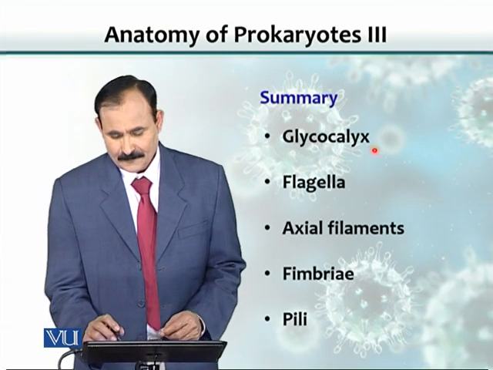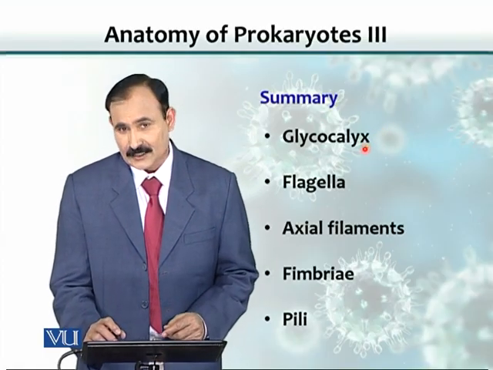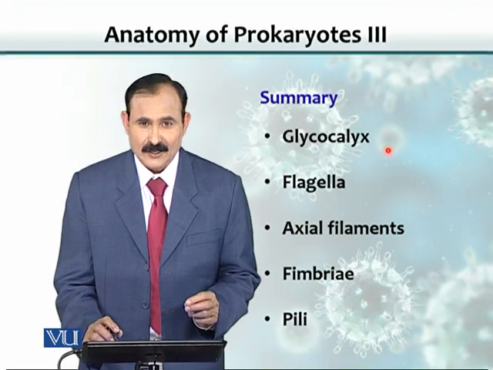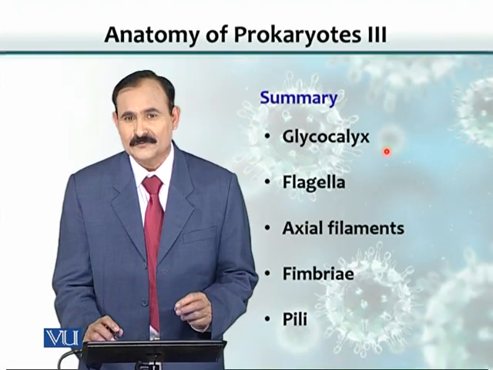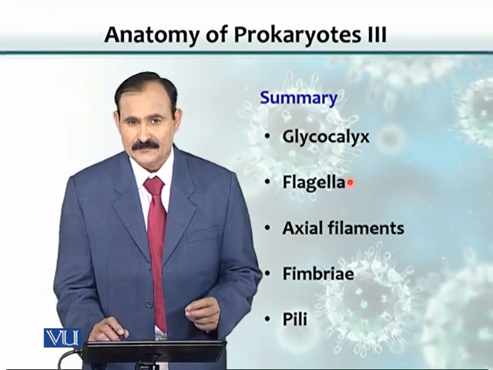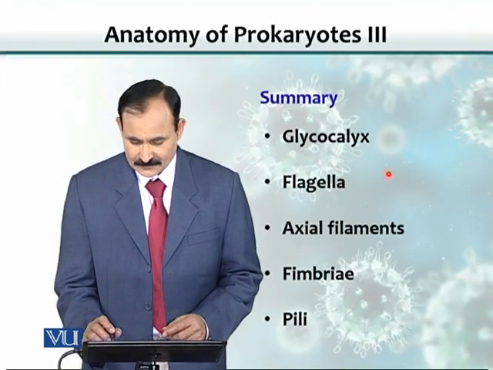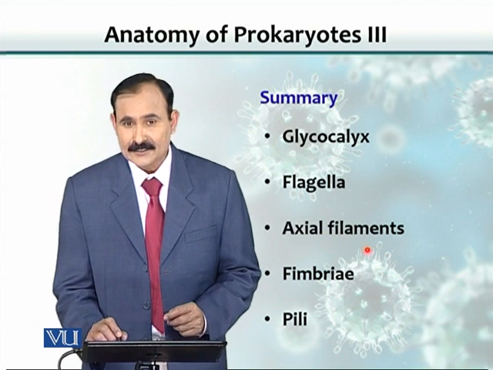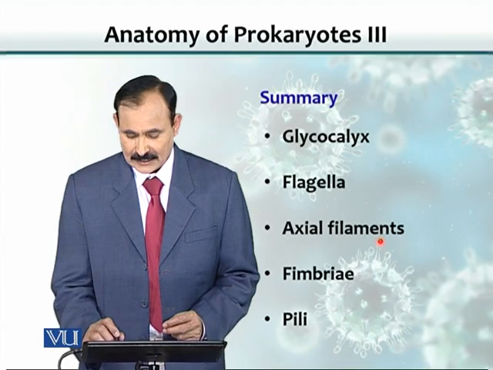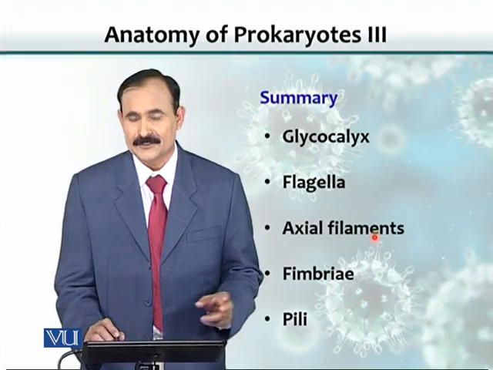So in summary, the structures that are outside the cell wall include glycocalyx, which, if it is firmly attached to the cell, we call a capsule. If it is not firmly attached, we call it a slime. And then the second is a hair-like structure, what we call flagella, used for movement by the bacterium. The same flagella, when present in the spirochetes, we call axial filament. Again, it is used for motility or mobility of the organism from one place to the other.